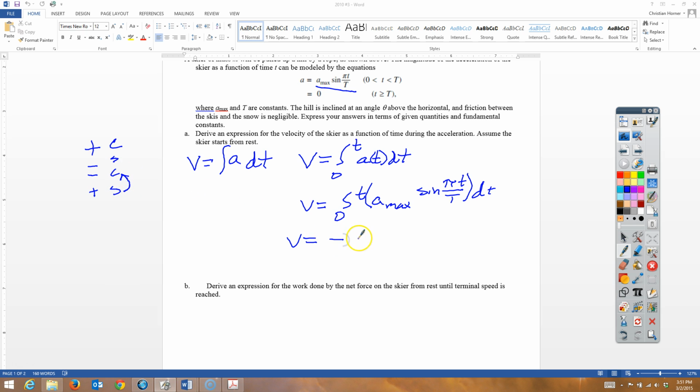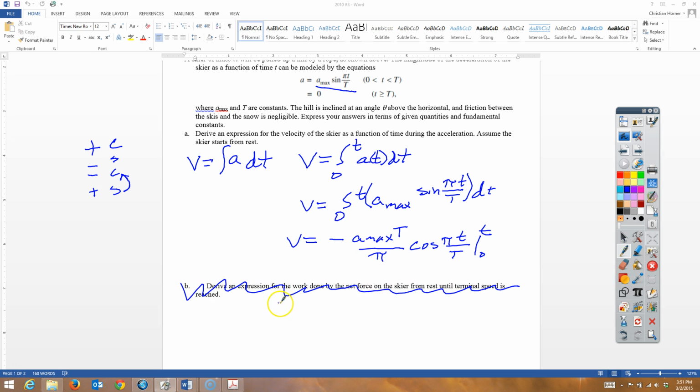So at this point, we're going to do negative a max times big T all over pi, since we're just evaluating this part of the integral. The T goes on the top, pi goes on the bottom, this little t goes away, and that's times cosine of pi times little t over big T, and we are going from 0 all the way up to little t. Now at this point, I'm going to continue it down here even though it's not part B, so let's scratch this off.